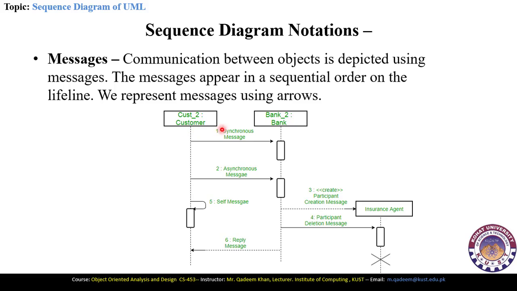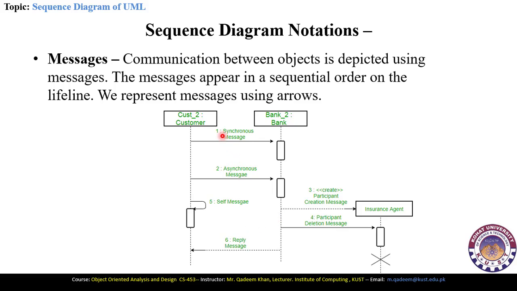Now you can see there are three different classes. One is the customer class, the second is the bank class, and the third is the insurance agent class. Every object communicates with another object, and the communication is performed by calling different functions or actions. For example, a synchronous message is sent from the customer class to the bank, and that represents the message. Every message is labeled with a number to show the order in which these operations are called.